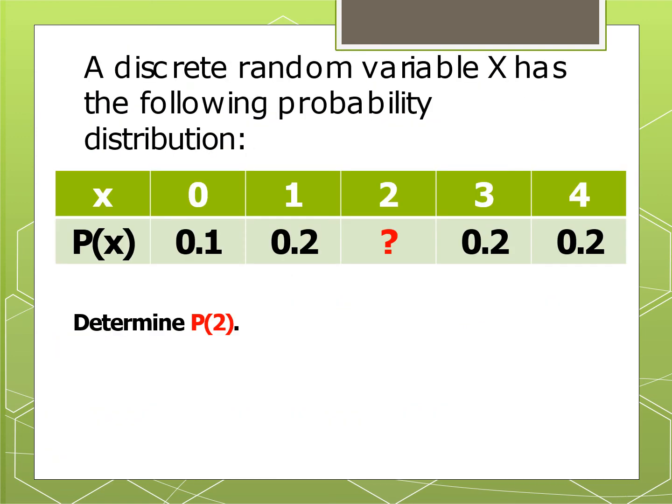Okay. How about if we have the following? A discrete random variable X has the following probability distribution. For X we have 0, 1, 2, 3, and 4. And for the corresponding probabilities we have 0.1, 0.2, unknown for X equal to 2, and for 3, 0.2, and for 4, 0.2. Now determine the probability if X is equal to 2.